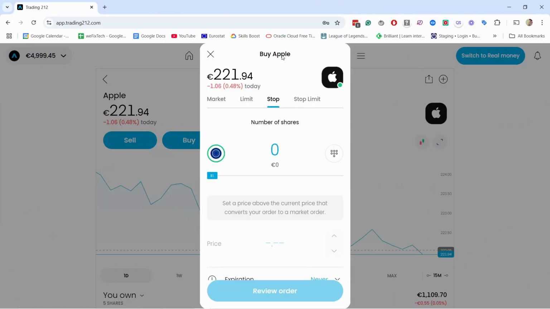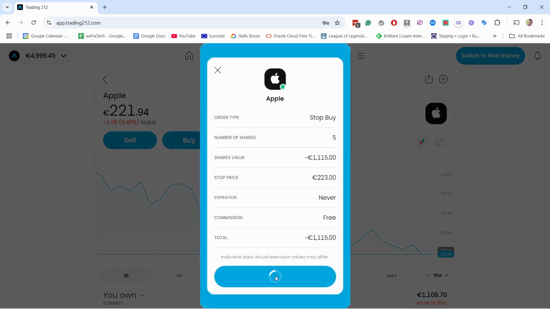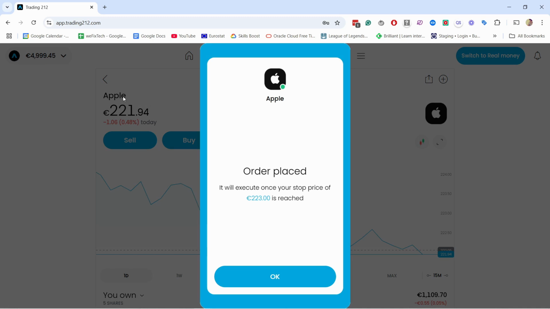I'm again buying this Apple stock, but now I've selected stop. And you notice I can choose the shares, so again 5, and here it says set a price above the current price that converts your order to a market order. So as soon as it hits, let's say 223, I want to buy the stock. So if I now hit this, it'll just go into my orders and it'll wait there until this is reached. It only buys it once it's at 223 euros.